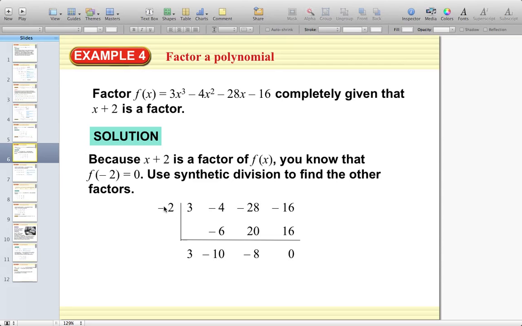So go ahead and substitute in negative 2. Go through the process of synthetic substitution. You should get a remainder of 0. That tells you it's a factor. If you don't get a remainder of 0, then it's not a solution to the polynomial. So now we're left with 3x squared minus 10x minus 8, remainder of 0.